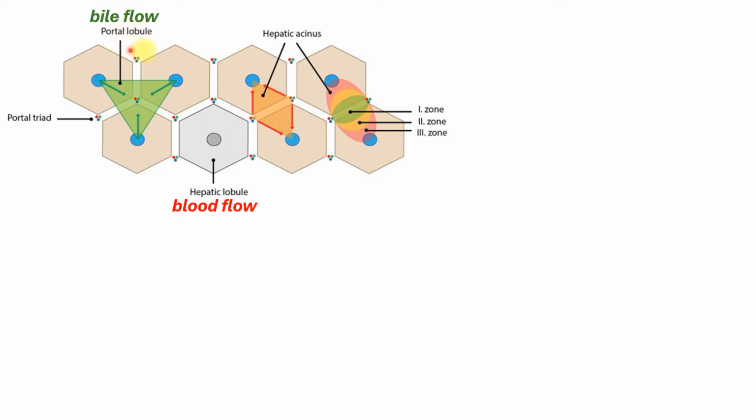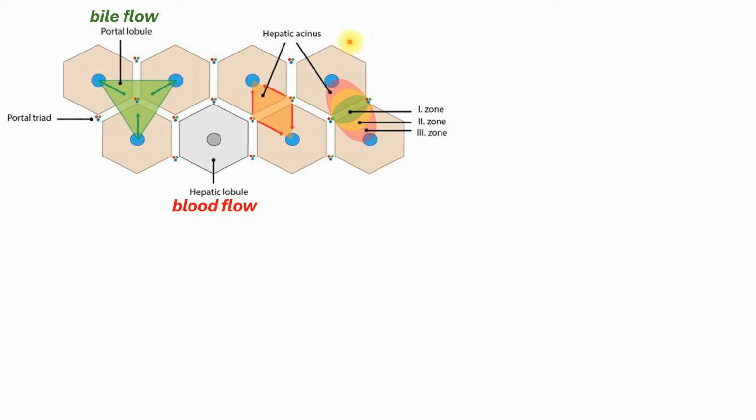Then we have our portal lobule, which basically tells the story of the bile flow, because the central part of your portal lobule is your portal triad, because bile produced by the hepatic cells or hepatocytes in the hepatic cords will actually flow from the center of the hepatic lobule into the portal triad. So this is your portal lobule. Again, the edges or the corners are actually your central veins, okay? With the portal triad, that's why it's called portal lobule at the center.